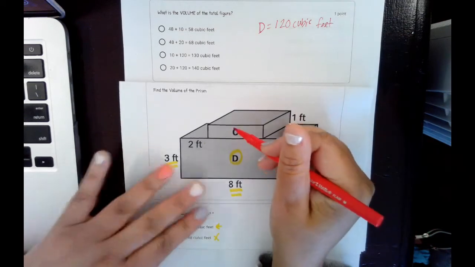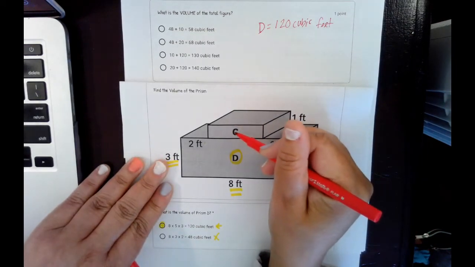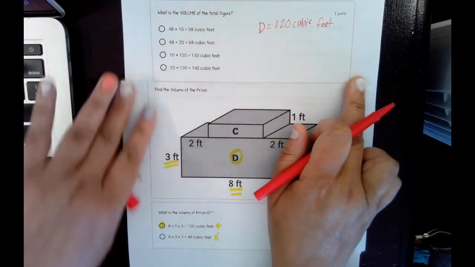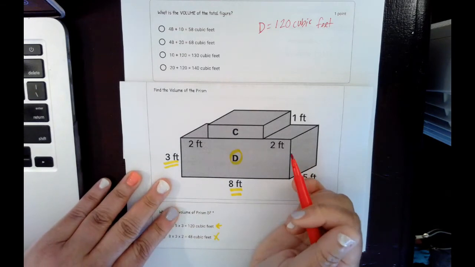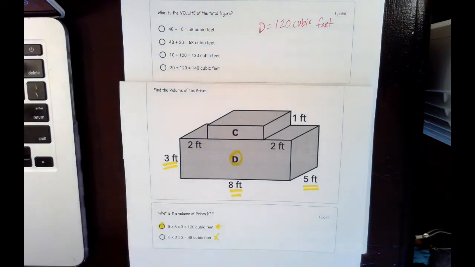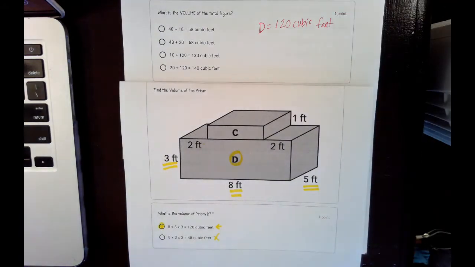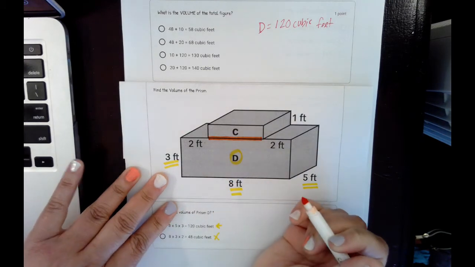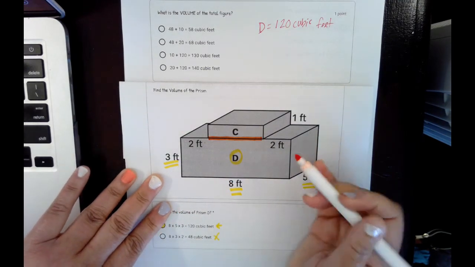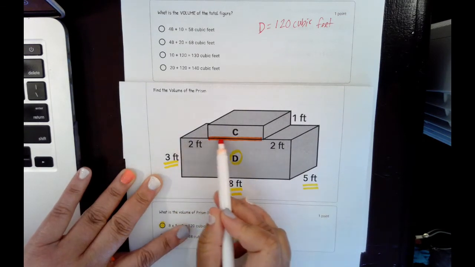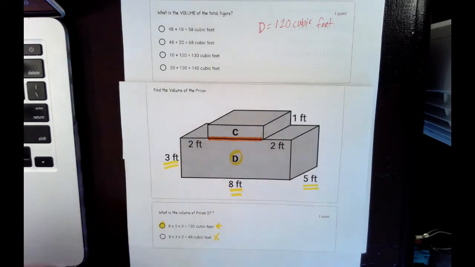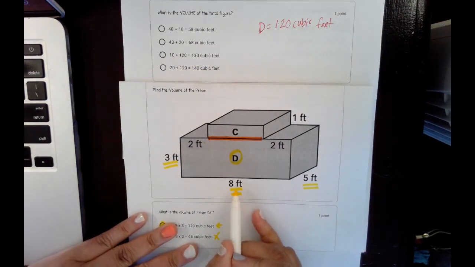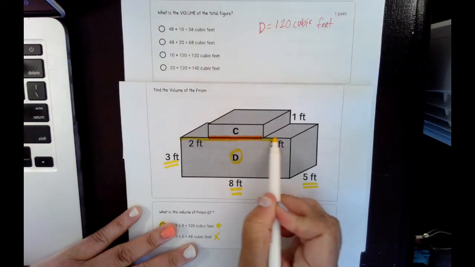So now all we have to do is figure out what prism C's measurements are, so we can figure out the volume for that. So let's look at C. We want to know what the length of C is, but it doesn't give us any measurements, so we have to be creative, okay? We know that the length all the way across this whole distance is 8 feet. Why do we know that? Because it tells us that right down here at the bottom, that this whole length is 8 feet.